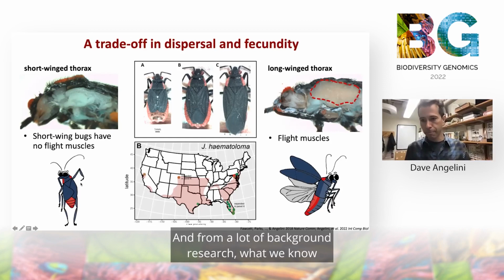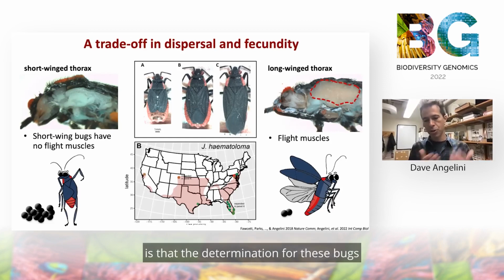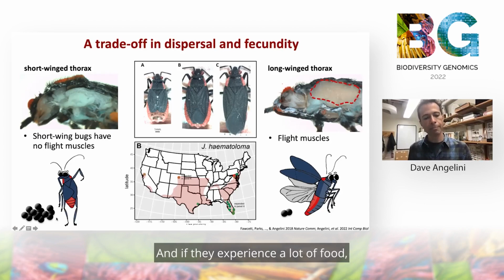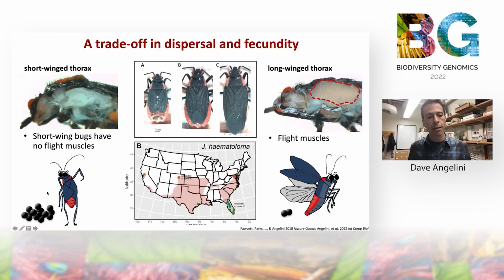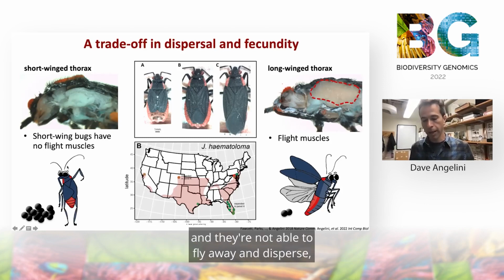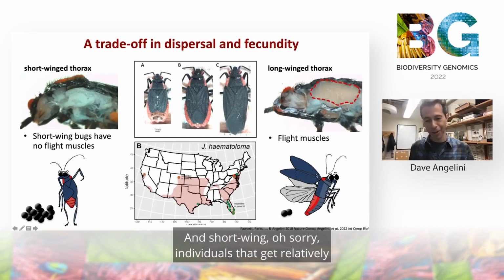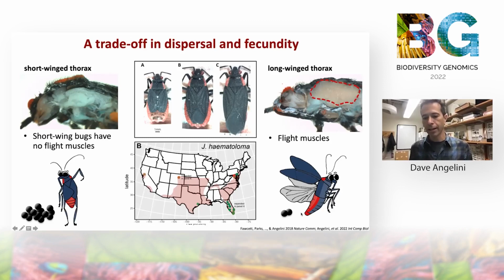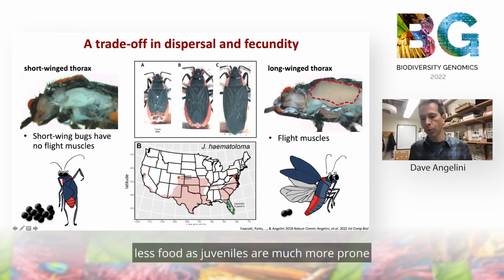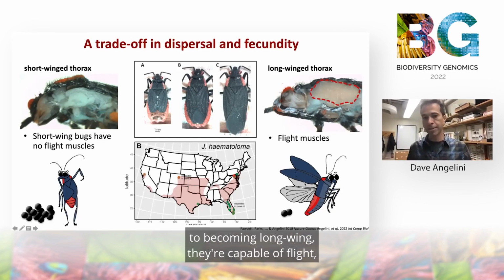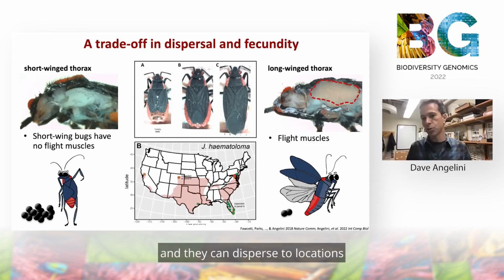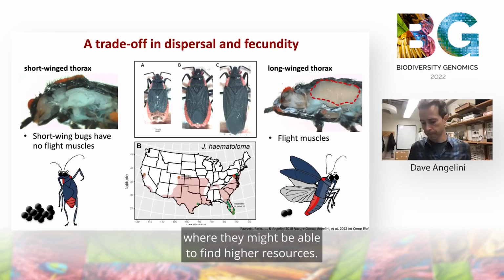And from a lot of background research, what we know is that the determination for these bugs to either become long or short-winged is determined while they're juveniles. And if they experience a lot of food, not much competition for food, they tend to have the short wing form and they're not able to fly away and disperse, but they redirect resources towards higher fecundity. And individuals that get relatively less food as juveniles are much more prone to becoming long wing. They're capable of flight and they can disperse to locations where they might be able to find higher resources.